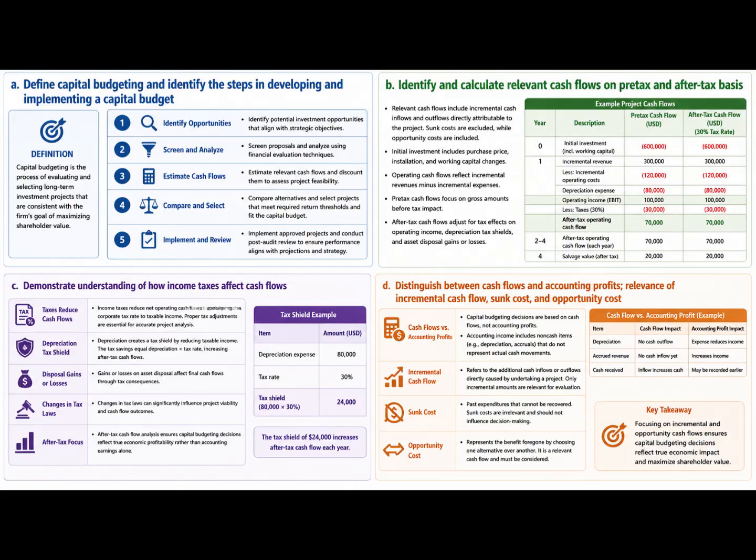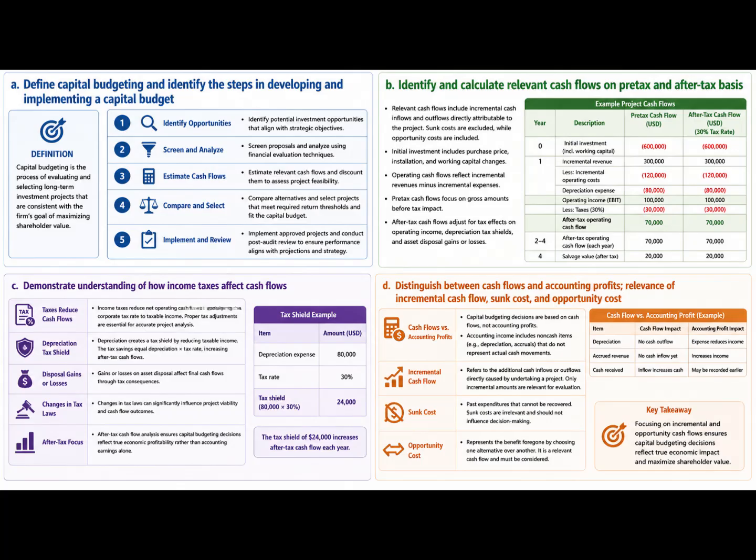The process begins with identifying potential investment opportunities aligned with strategic objectives. Proposals are screened and analyzed using financial evaluation techniques. Relevant cash flows are estimated and discounted to assess project feasibility. Management compares alternatives and selects projects that meet required return thresholds. After approval, implementation and post-audit review ensure performance aligns with projections and strategic expectations.